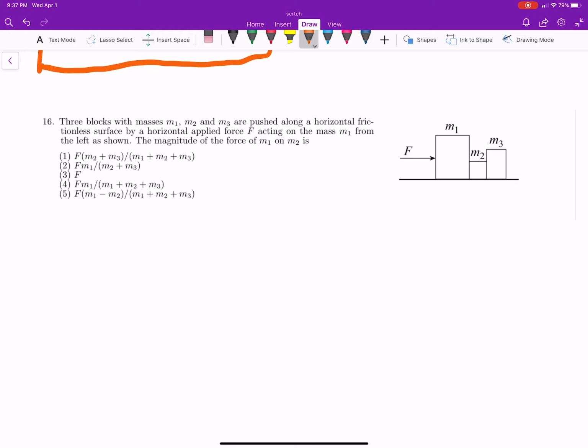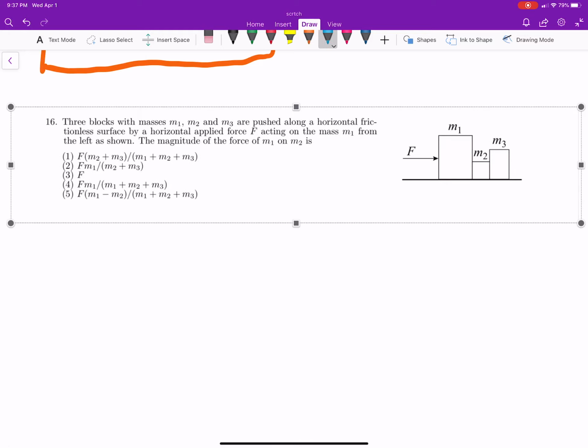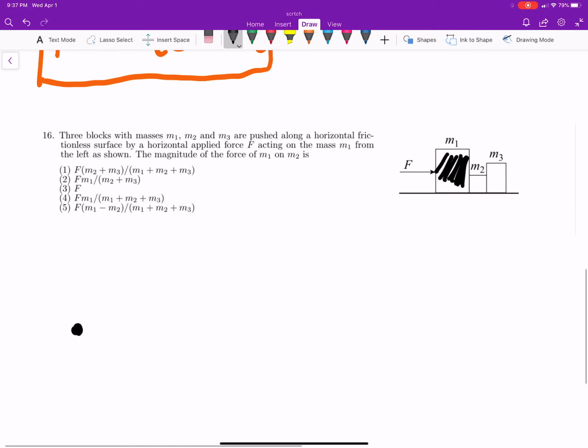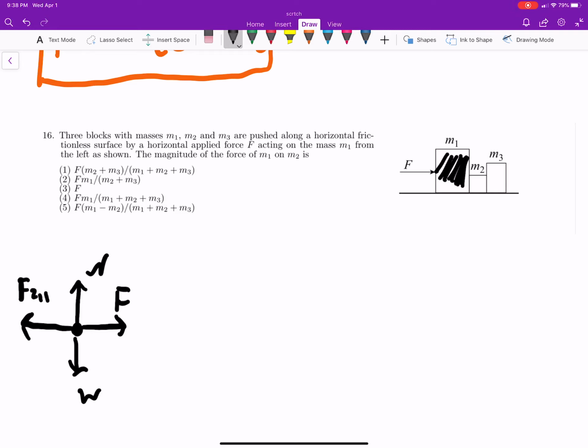So the first thing I'm going to do is draw a free body diagram for each block individually, and then I'm going to go back and draw one for the system. Just looking at block 1, I'm going to color it black. We have a normal force, we have a weight force, we have this applied force, and there's also a force from block 2 onto block 1. So this is for block 1.